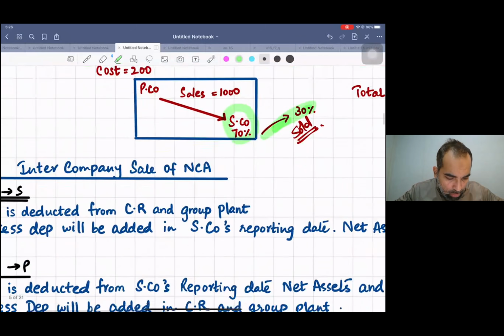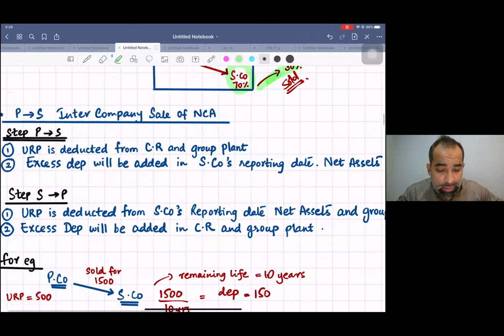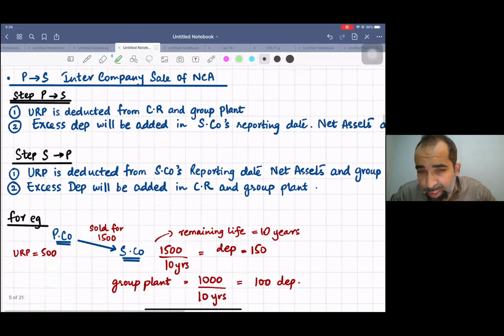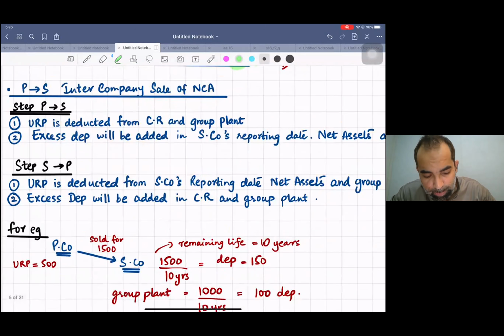Now, one more topic, and this topic is only in F7, not in F3. This is specifically in F7 and SBR and these papers. Now, P to S sale of non-current asset. Okay, I'll try to do my best. Please keep aligned.